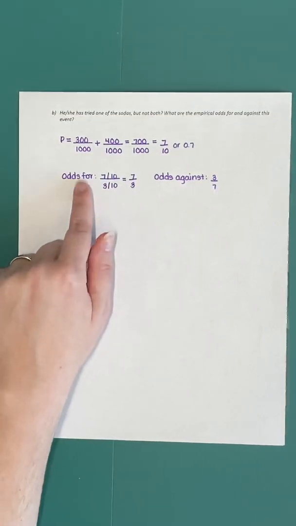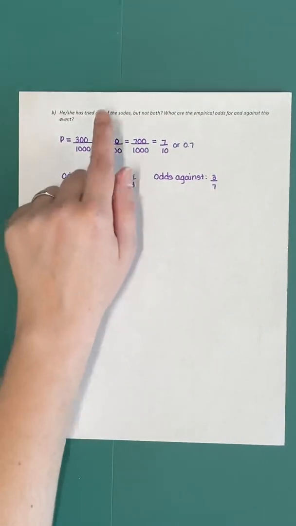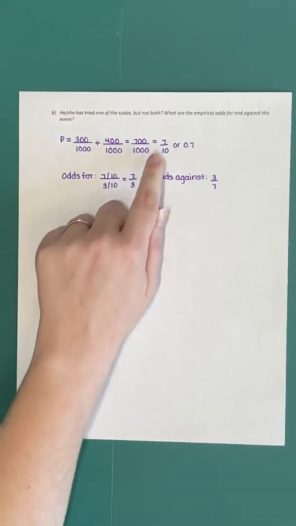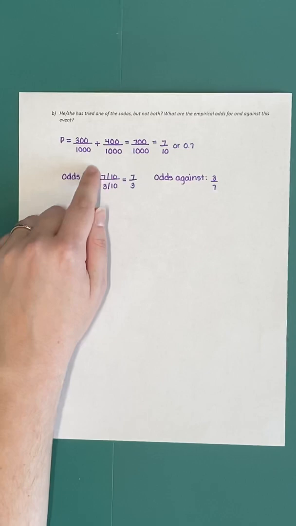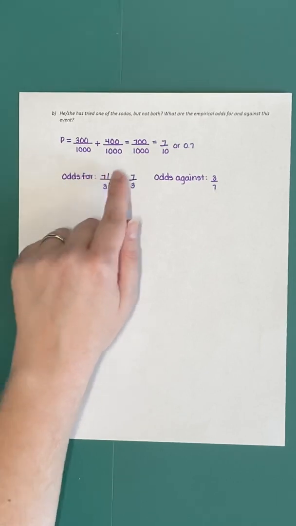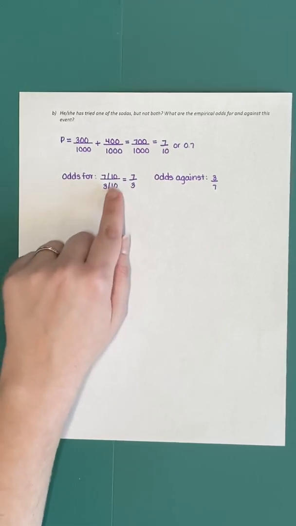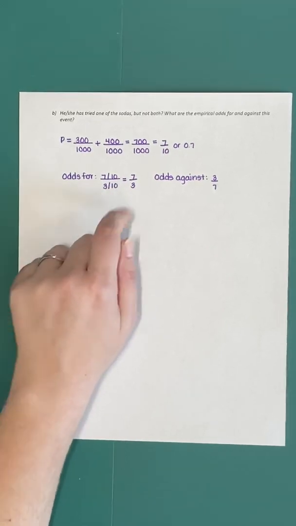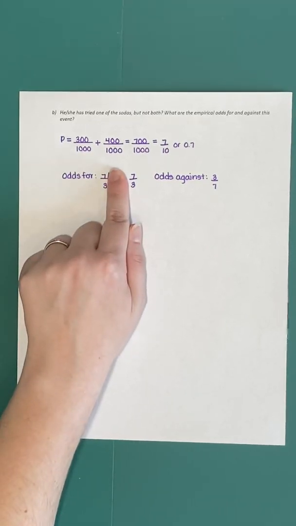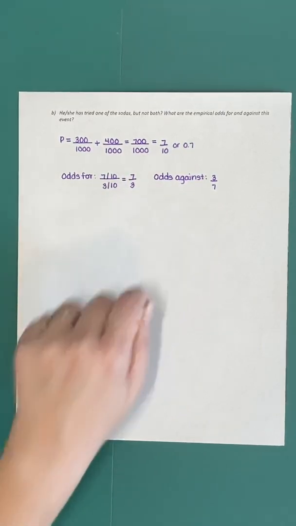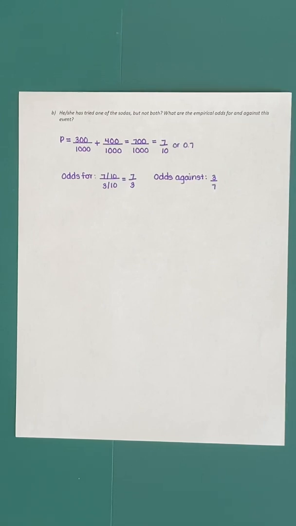So the odds for this event, the odds in favor of choosing someone who's tried one but not both sodas, the probability that that happens is 7 out of 10. Well, if 7 out of 10 people fall under this category, then 3 out of 10 don't fall under this category, which reduces to 7 to 3. And then the odds against, again, that's just going to be the reciprocal, which is 3 to 7.